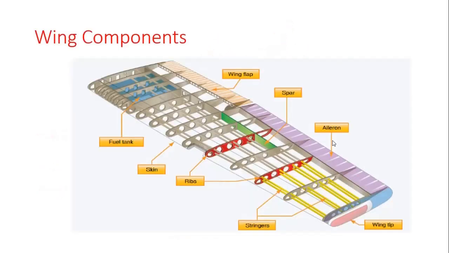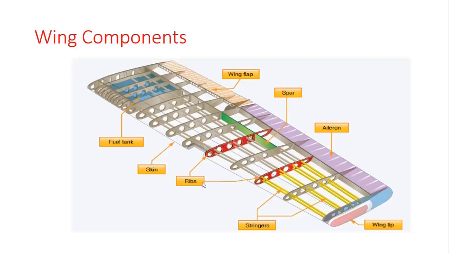Next, the wing components. Here, the wing components are shown in this figure. So we'll have wing flap, spar, aileron, wing tip, stringers, ribs, skin, fuel tank. The principal structural parts of the wing are spars, ribs, and stringers. These are reinforced by trusses, I-beams, tubing, or other devices including the skin. The wing ribs. Here, the wing ribs determine the shape and thickness of the wing.